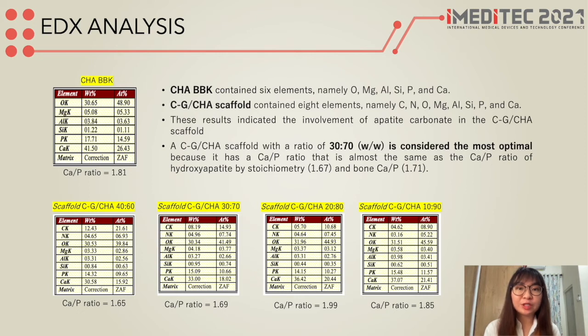After it was combined with chitosan and gelatin to form the composite scaffold, it was found that the ratio of 40-60 had the smallest calcium-phosphate ratio, which is 1.65. And the ratio of 20-80 had the largest calcium-phosphate ratio, which is 1.99. Based on the result of the study, the 4 different ratios meet the criteria for use in tissue engineering. A composite scaffold with a ratio of 30-70 is considered the most optimal because it has a calcium-phosphate ratio that is almost the same as the calcium-phosphate ratio of hydroxyapatite by stoichiometry and bone calcium-phosphate.